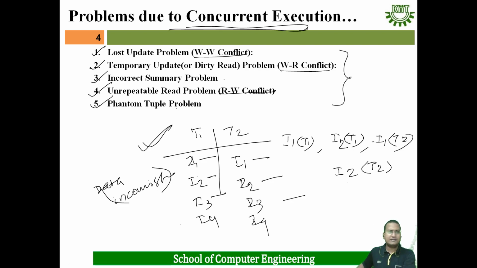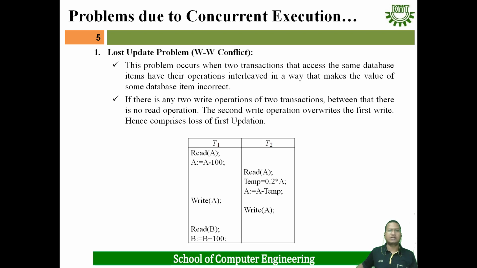Okay, now we'll see the first one, that is the lost update problem or write conflict. When such kind of conflict arises, I will tell you. Suppose this is a schedule S1 and it consists of two transactions, T1 and T2.